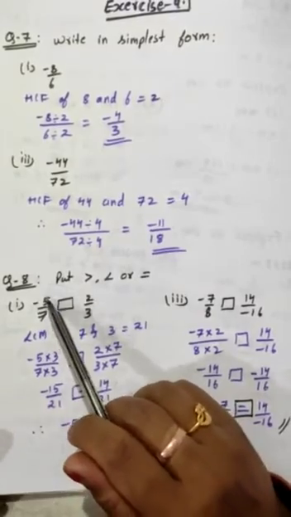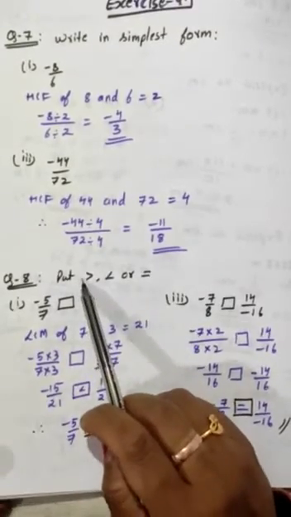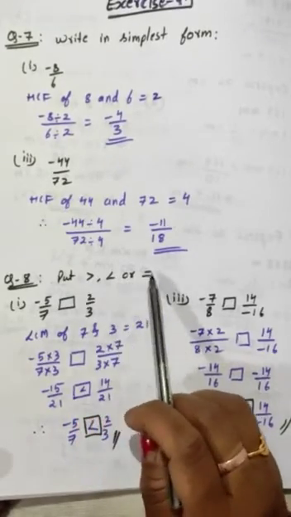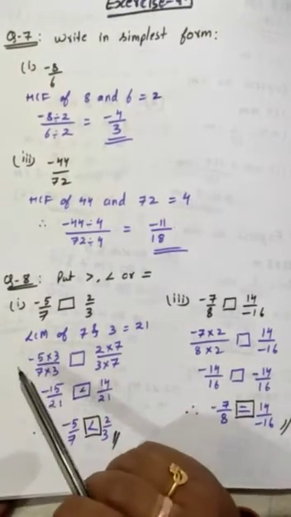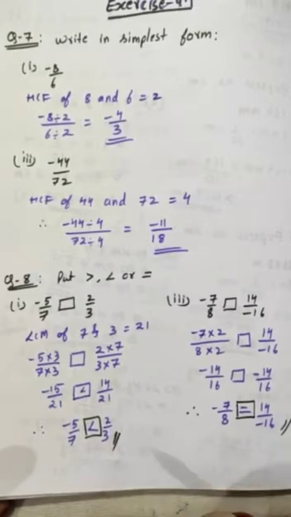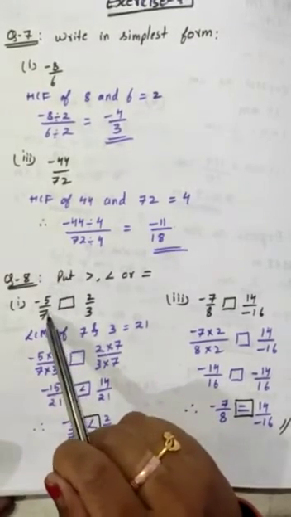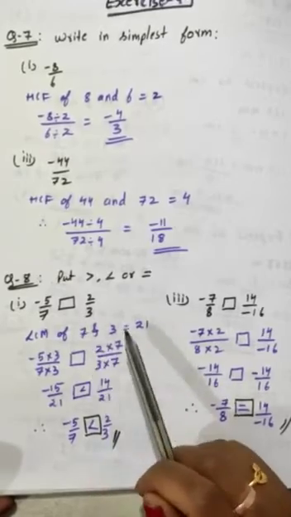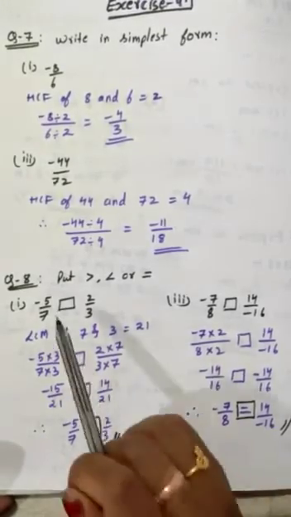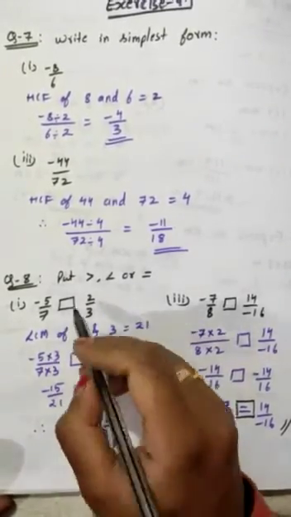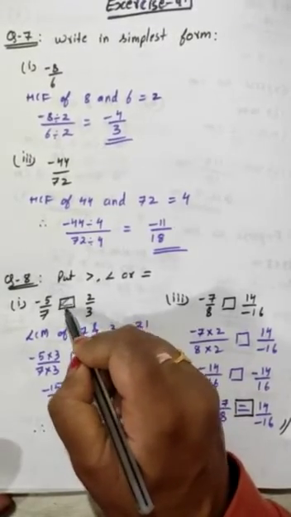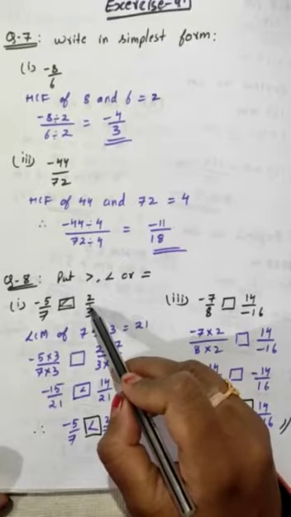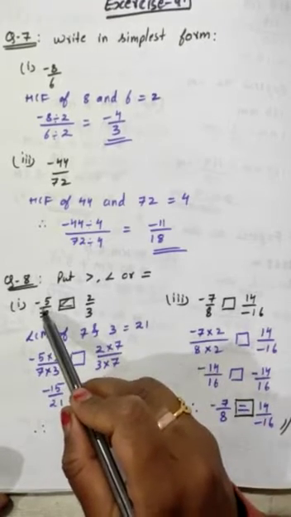Now we'll see question number 8. You have to put these three signs, you know, either it is greater than, smaller than, or equal to. So this is also like comparison of fractions you all have done. Now the first part is -5/7 and 2/3. So I have done actually this, but you know, without doing this also you can say that 2/3 is greater than -5/7. Why? Because this is a positive rational number and this is negative rational number.